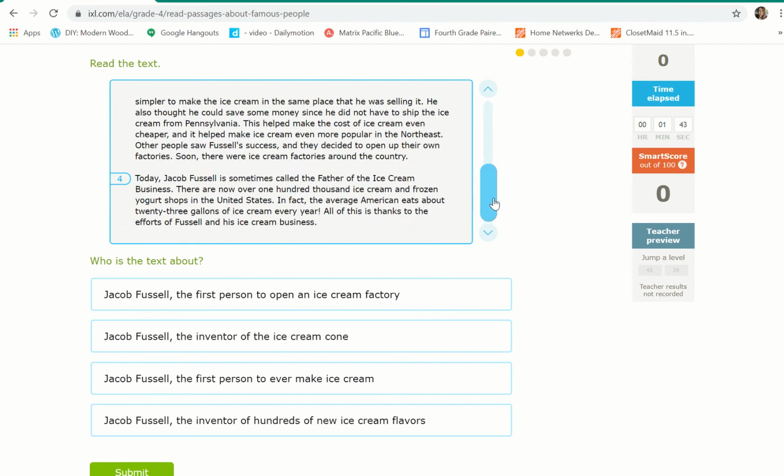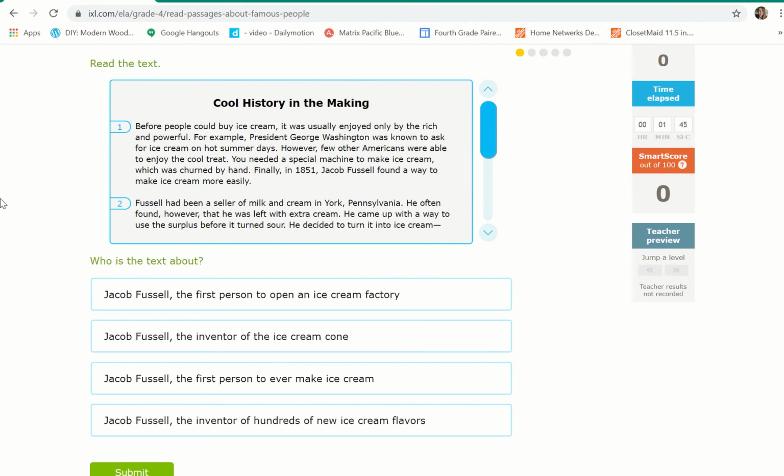So I'm going to do the first thing, which is to read what the question is first. It says, who is the text about? So I can infer that it's going to be about Jacob Fussell. And then it says a comma, and then it has a bunch of different things that he could have done. And so we're going to figure out what Jacob Fussell did.